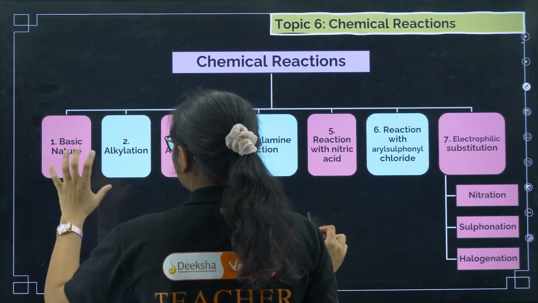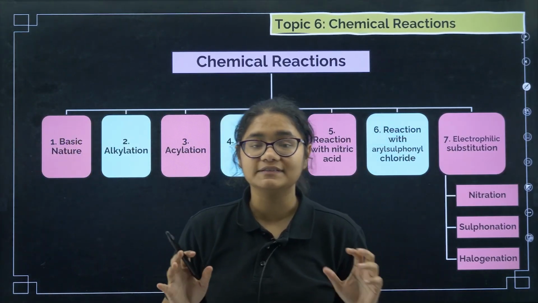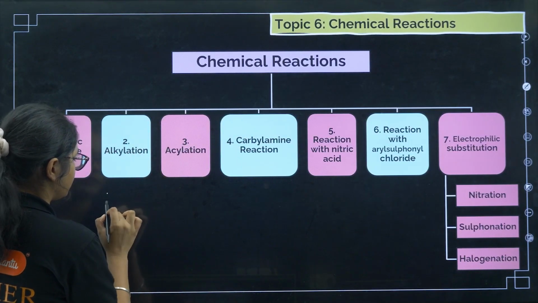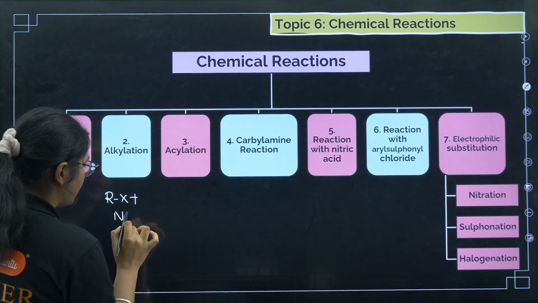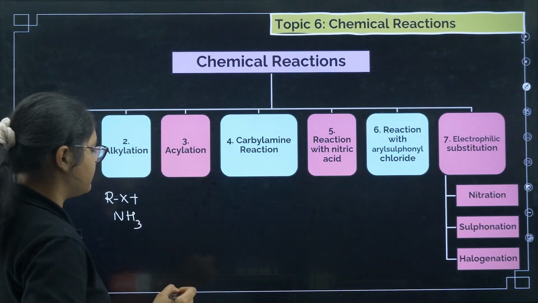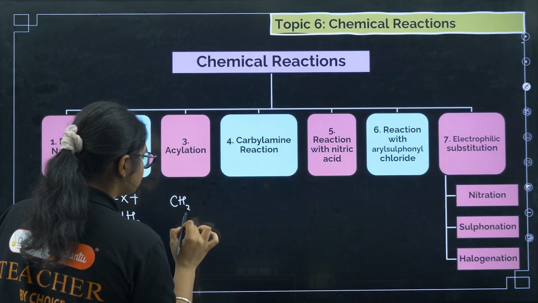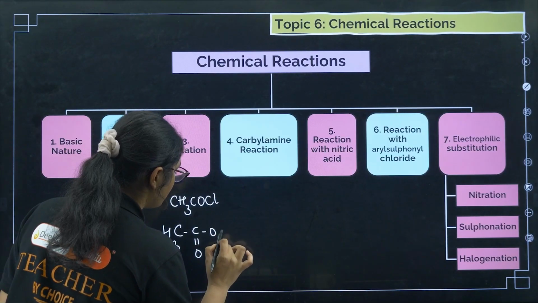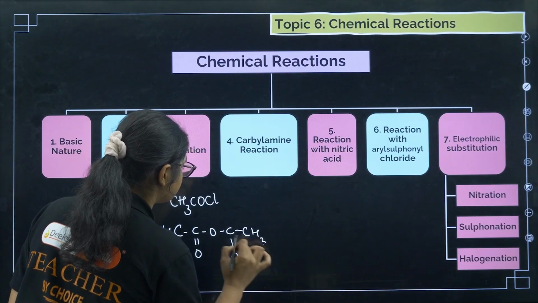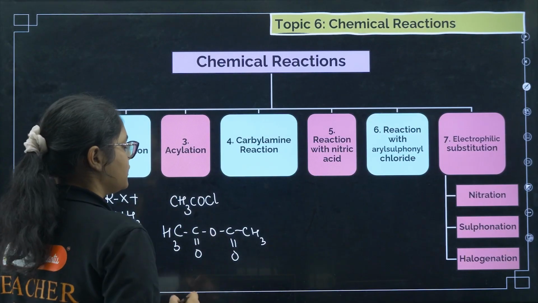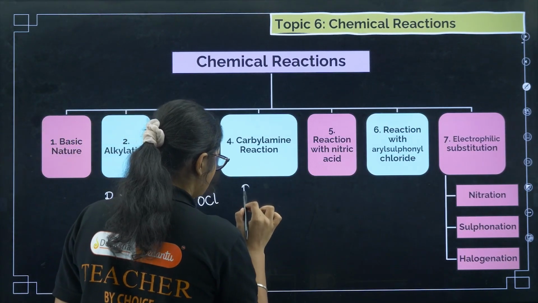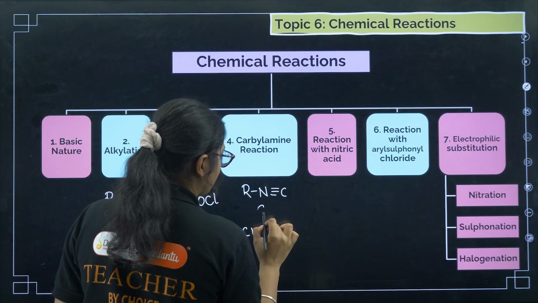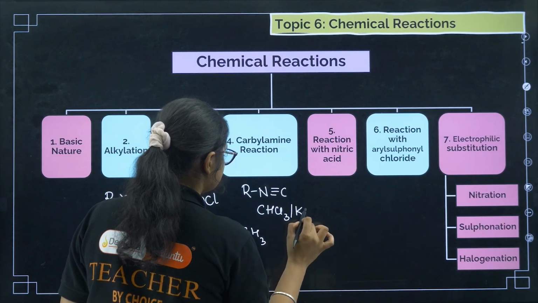Now, if it is basic in nature, let me just revise what happens. For alkylation, we have to treat with RX plus NH3. For acylation, you can use CH3COCl, or you can use the anhydride, CH3 C double bond O, O, C double bond O, CH3. For the carbylamine reaction, you will get RNC, and for that you react with CHCl3 plus KOH.